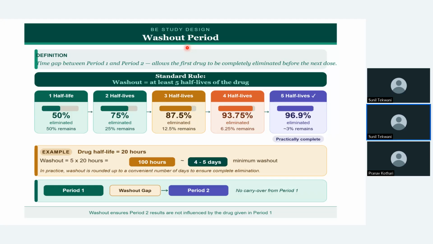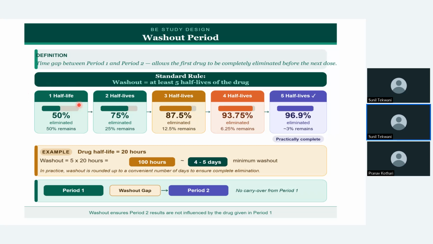So suppose on Monday you gave the drug, test drug, you cannot start period 2 on Wednesday or Thursday or any random day, Tuesday. Period 2 has to wait until the period 1 drug is completely eliminated. That complete elimination is known as the washout period. Now, how is that washout period decided? That is decided based on the half-life. You all have learned the definition of half-life. The time required for a drug to eliminate 50% from the body is known as half-life.